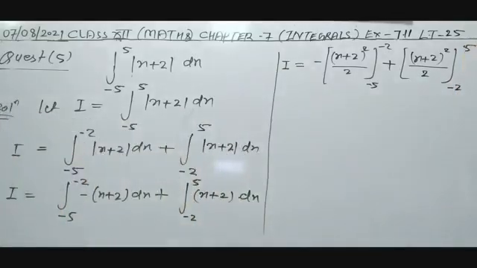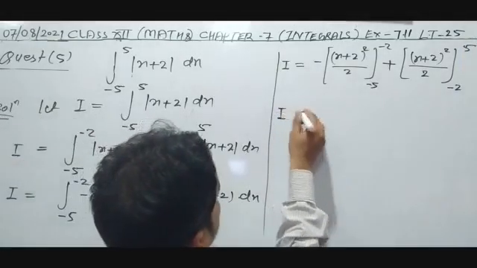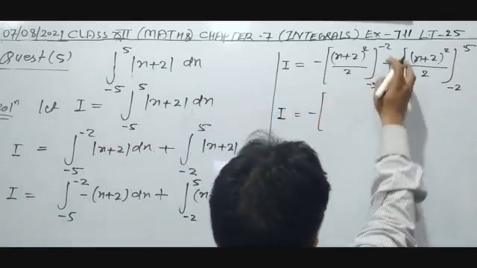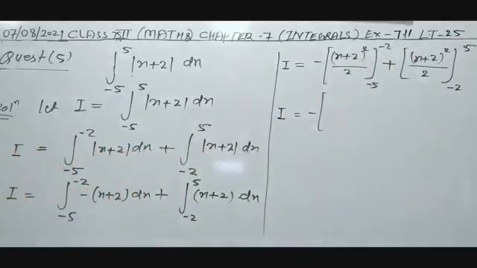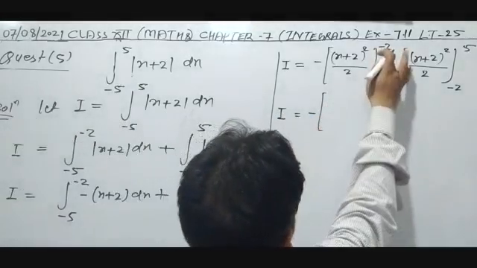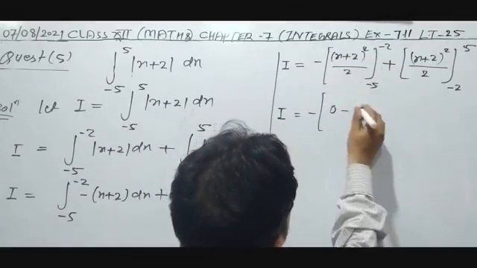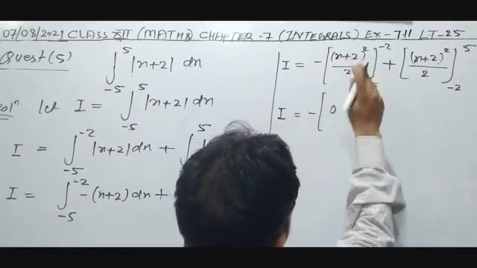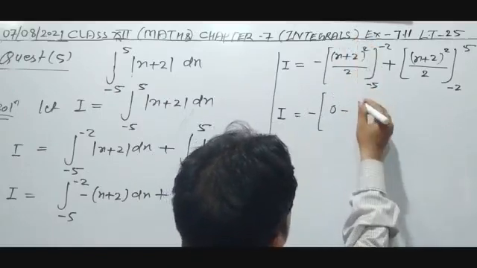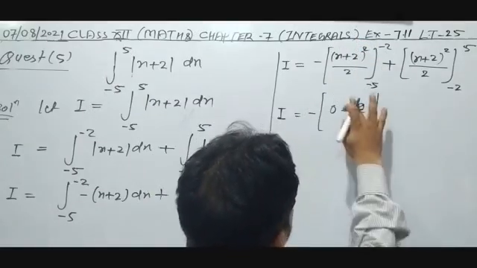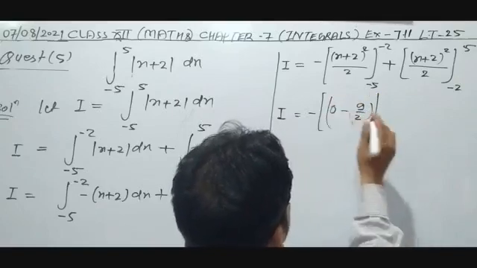Now we have to simplify. Then what will you get as the result? This is the minus sign, and you put the upper limit minus 2. When you put x equal to minus 2, you get 0 for the upper limit value. Then minus, and with minus 5 plus 2 the result is minus 3, whole square is 9 by 2. So it is 0 minus 9 by 2 after calculation.